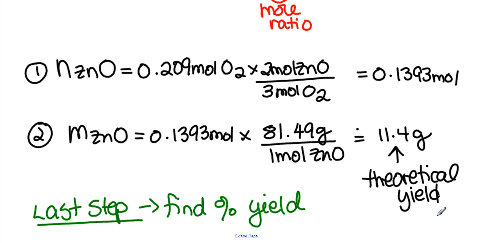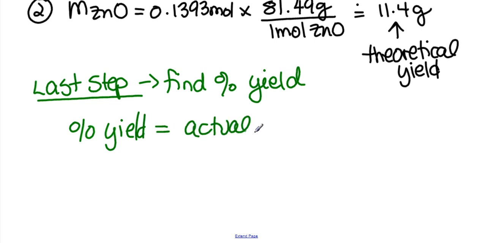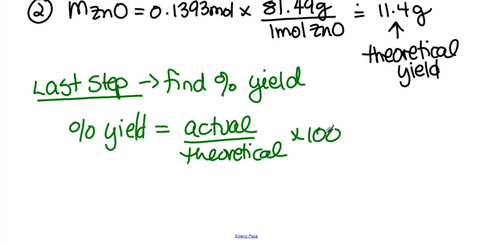So if you haven't tried the percent yield, again, pause the video here and we'll walk through that last step together. So very last step to this problem, it's a long one. Let's find the percent yield. So percent yield is our actual over theoretical and multiply that by 100.